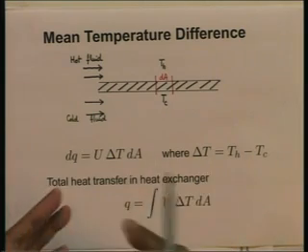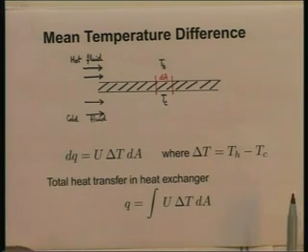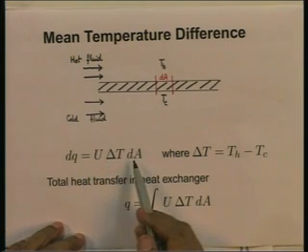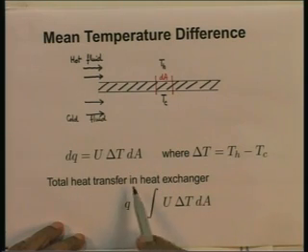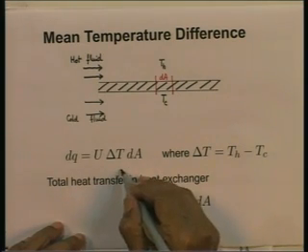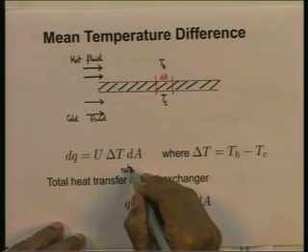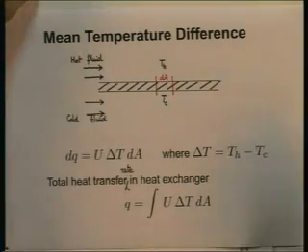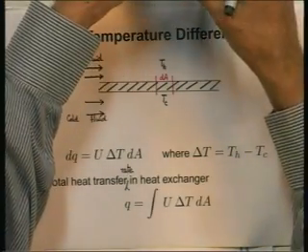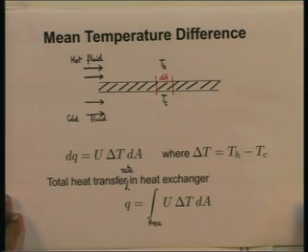And if I ask you what is the total heat transfer rate across this heat exchanger, you will say, well, all I need to do is to integrate this expression over the whole area A of the heat transfer surface. So, the total heat transfer rate in the heat exchanger, Q, will be given by the integral of U delta T dA, where the integration is carried out over the whole area A of the heat exchanger. That is the total heat transfer rate.